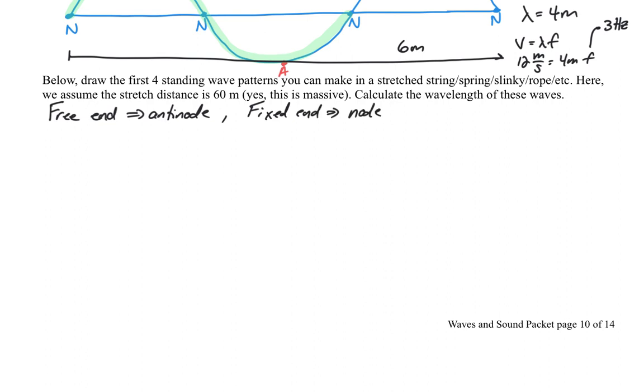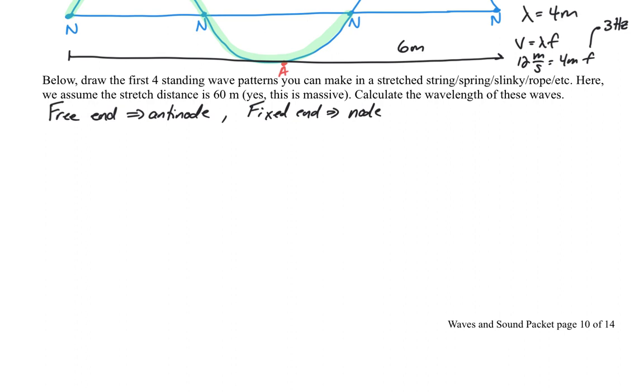So when we ask you to draw the first 4 standing wave patterns we can make in a stretched rope, we're going to assume that both ends of the rope are fixed. So one end is fixed maybe at the table and the other end is fixed at my hand. And we're going to assume that the stretch distance is 60 meters. That's a really long rope. And then we're going to calculate the wavelength for a couple of waves.